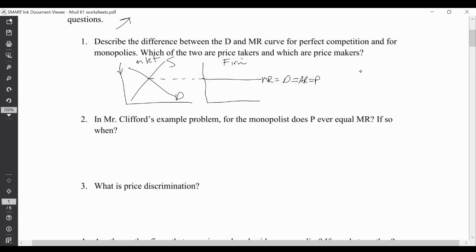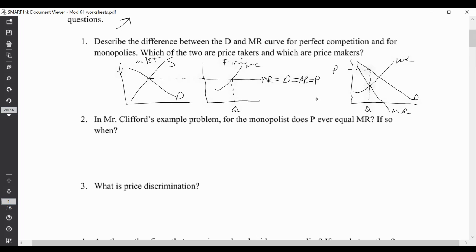But in a monopoly, there is only one firm, so they have the demand curve and a marginal revenue curve that looks like this. And then they have the marginal cost curve that looks like this. We know that they're going to produce where MC equals MR, which is this quantity. But they're going to charge this price up here because firms in a monopoly are price makers.